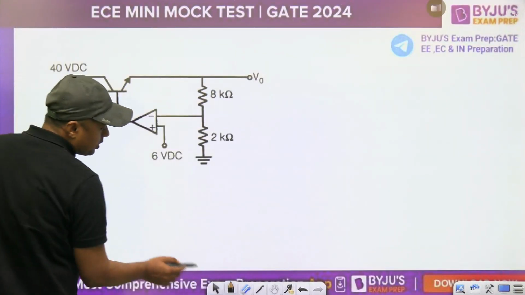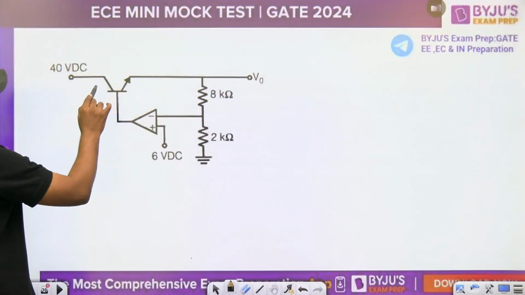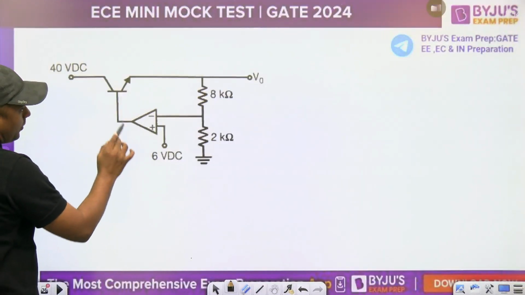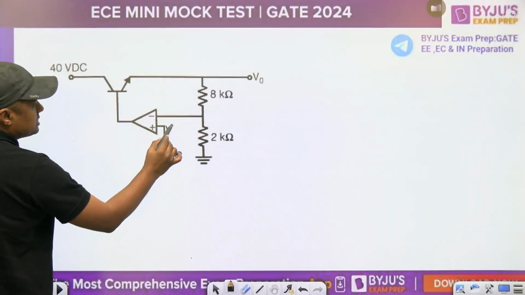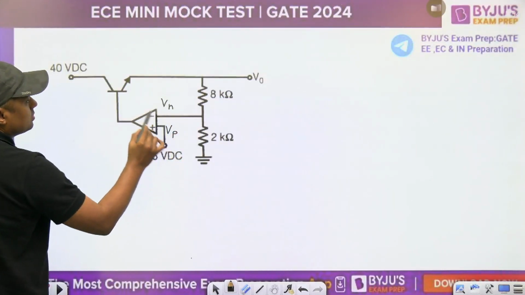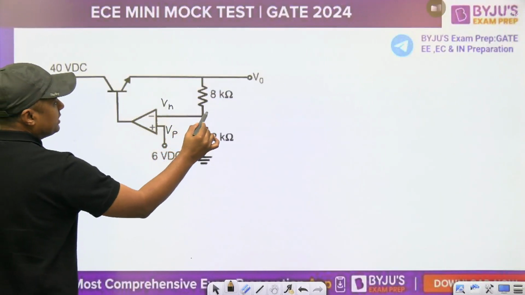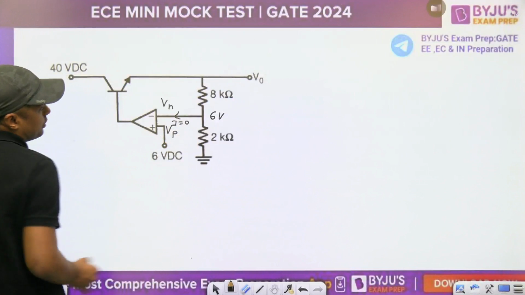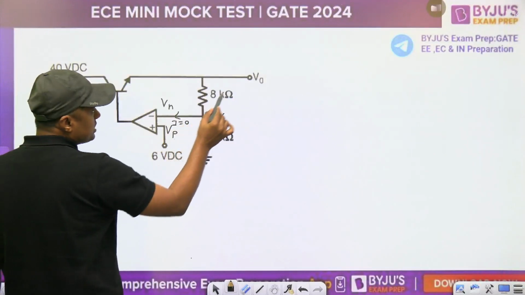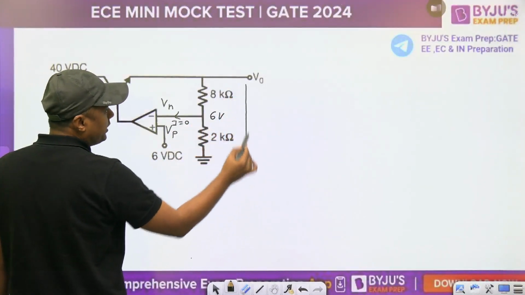Now watch. In this, the transistor will be in the active region, and the operational amplifier is with negative feedback. That's why the virtual short concept is valid. This is the VP, this is the VN. So VN and VP are equal. That's why this is 6 volt. And what is the current entering the operational amplifier? 0. Now this is 6 volt. So from this point to this point, it is 6 volt.